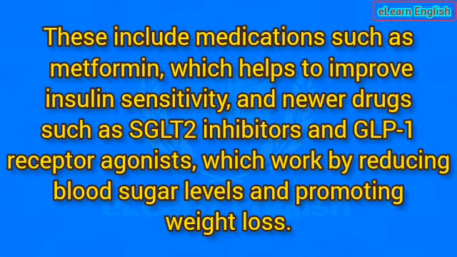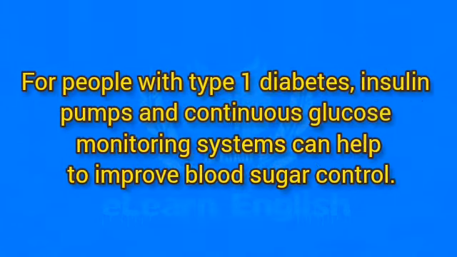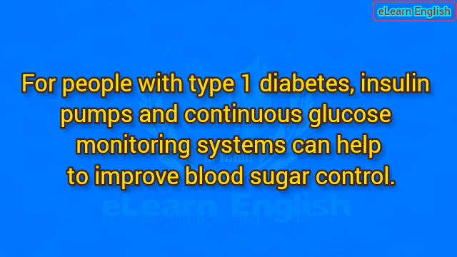These include medications, such as metformin, which helps to improve insulin sensitivity, and newer drugs, such as SGLT2 inhibitors and GLP-1 receptor agonists, which work by reducing blood sugar levels and promoting weight loss. For people with type 1 diabetes, insulin pumps and continuous glucose monitoring systems can help to improve blood sugar control.